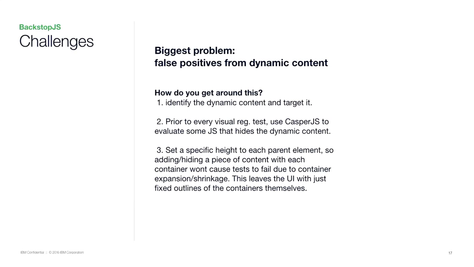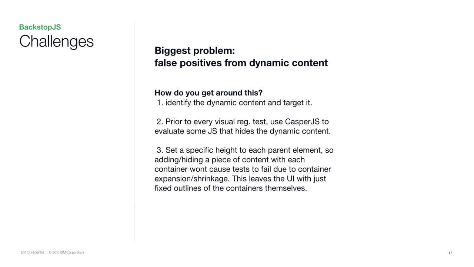Well, for one, what you could do is identify the actual dynamic content. You're going to target it, and prior to every visual regression test, you can use CasperJS to evaluate some JavaScript that either hides or removes that dynamic content. So what you're kind of doing with this dynamic content is effectively graying or darkening it out. And after you do that, you're going to want to set a specific height to its parent element, so adding or hiding a piece of content won't cause the test to fail due to the shrinkage or expansion of its container.